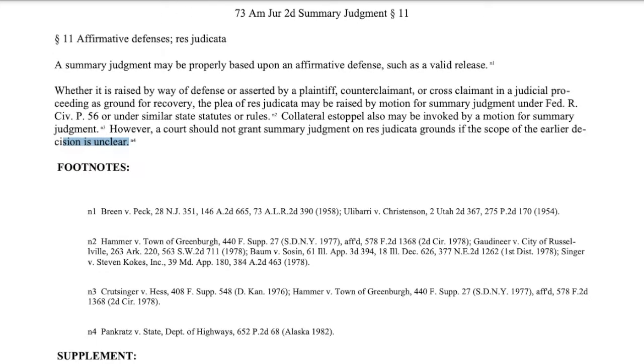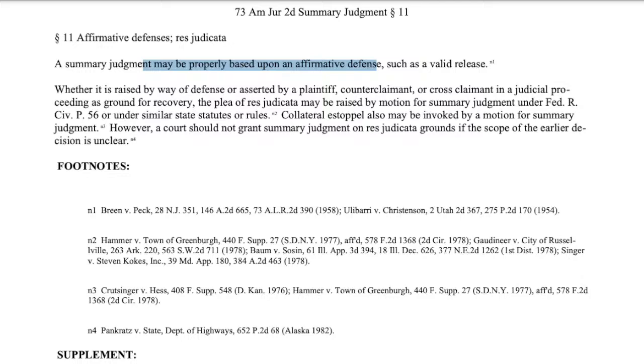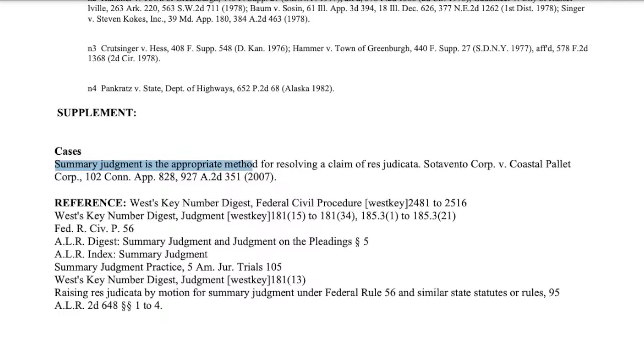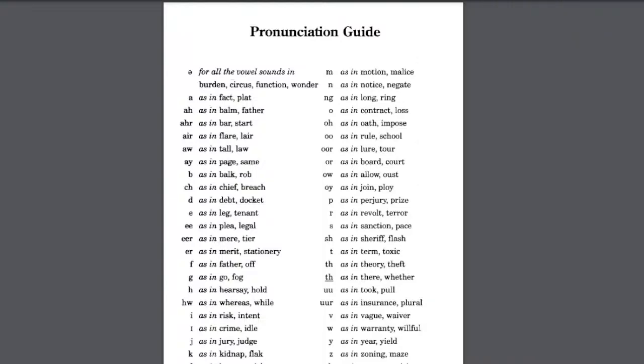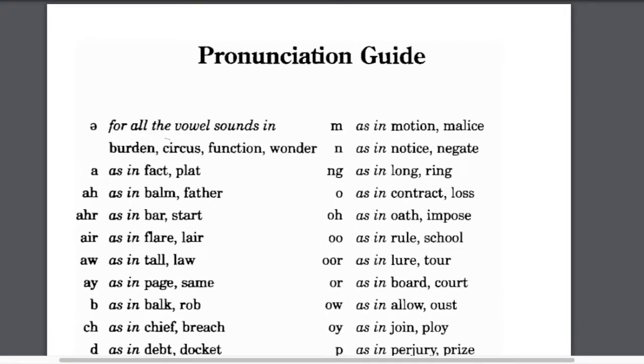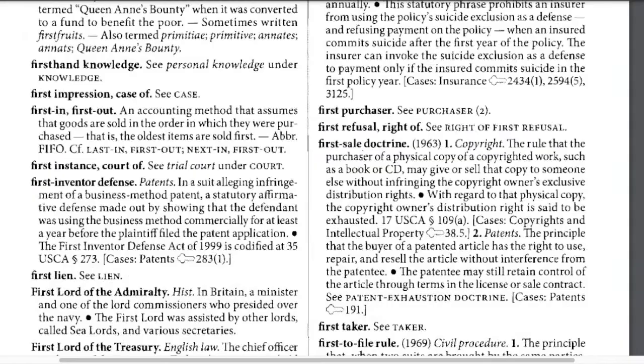All right. So maybe based on affirmative defenses, summary judgment. Here's our supplements here. Summary judgment is the appropriate method for resolving a claim of res judicata. All right, let's help everyone out here with res judicata and take a quick jump over here to Black's Law, because we don't need to be pretentious here. Not everyone knows what res judicata means. And I'm not going to sit here and interpret something when we have the text before us.